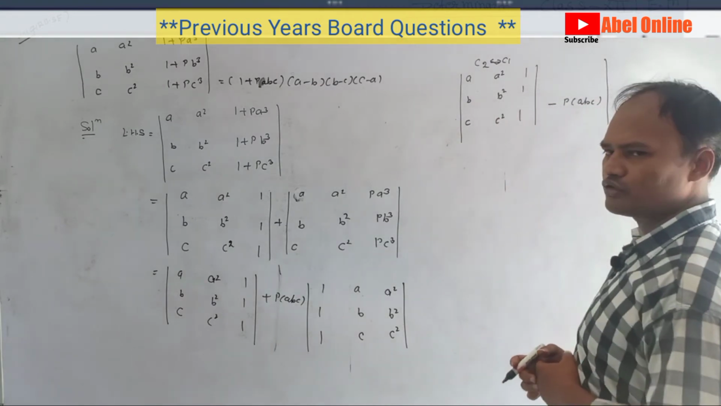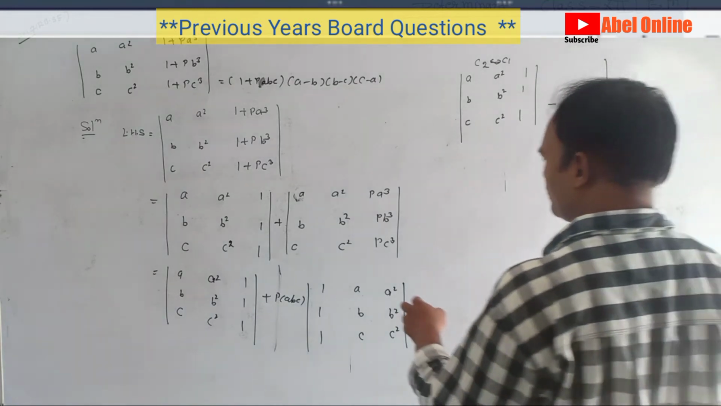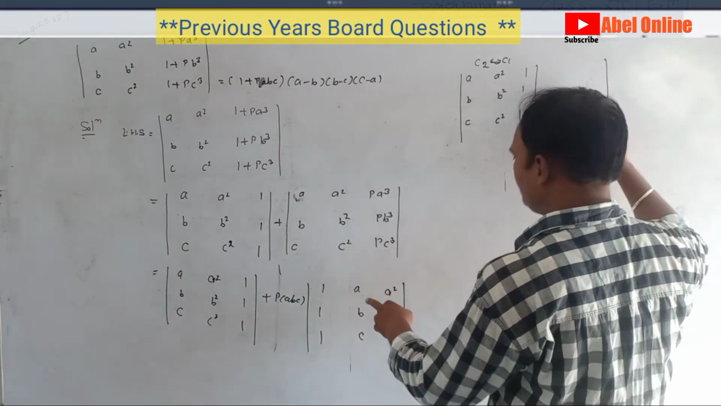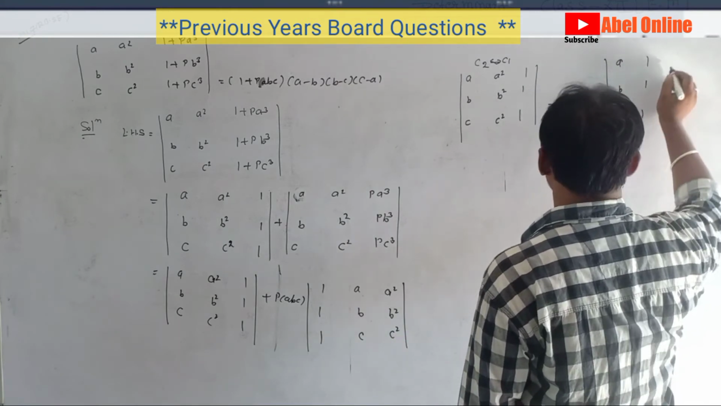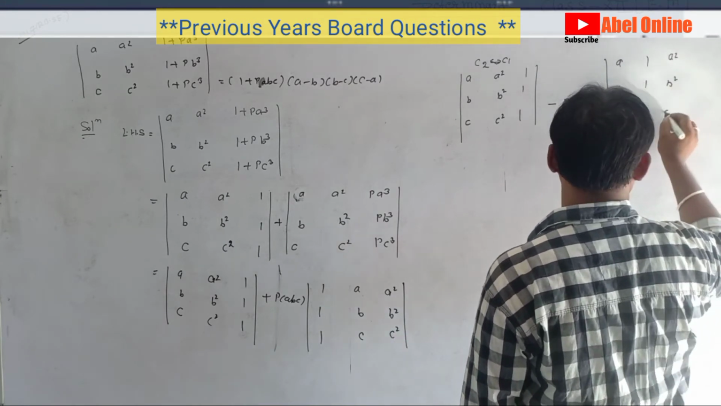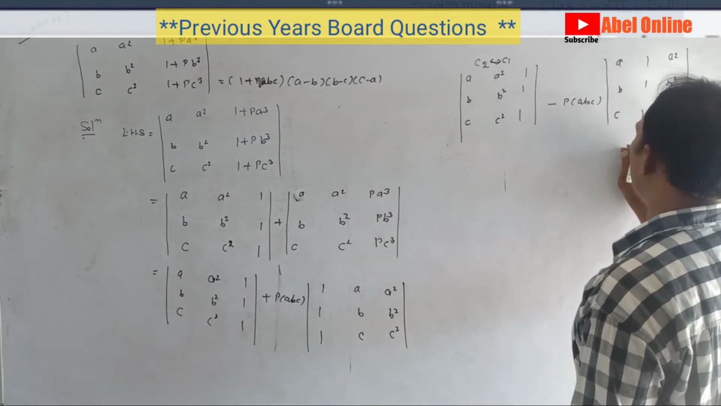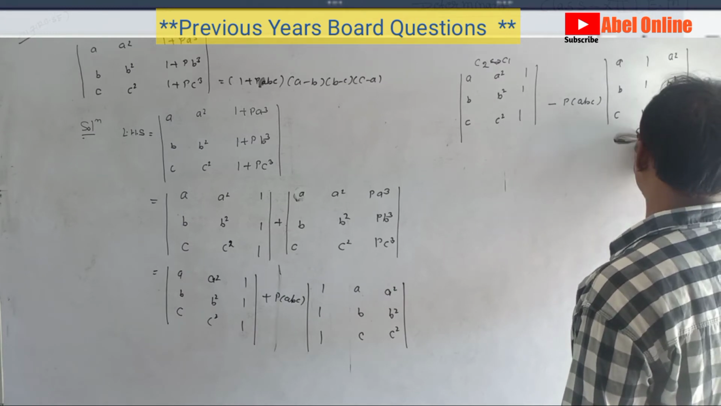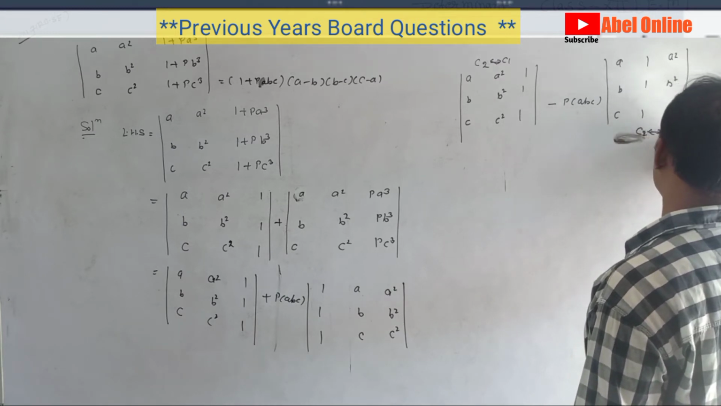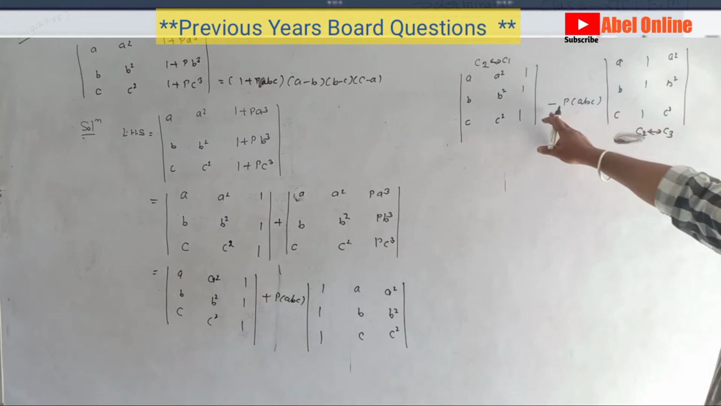If any two rows or columns are interchanged, then the sign of the determinant is changed. So I just change it: p abc, a b c, 1 1 1, a square b square c square. Okay, now again I am going to change C2 with C3. What is going to happen? It was in the middle, now it is on the left side, and there is a positive sign.